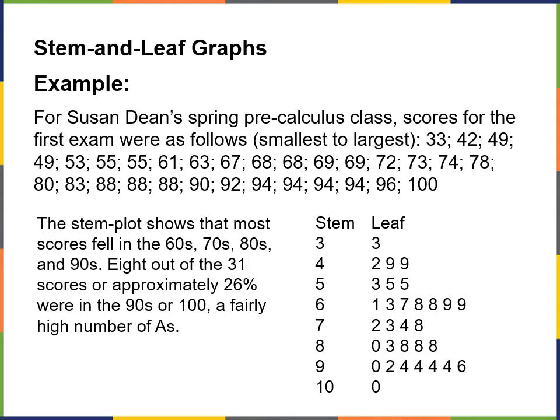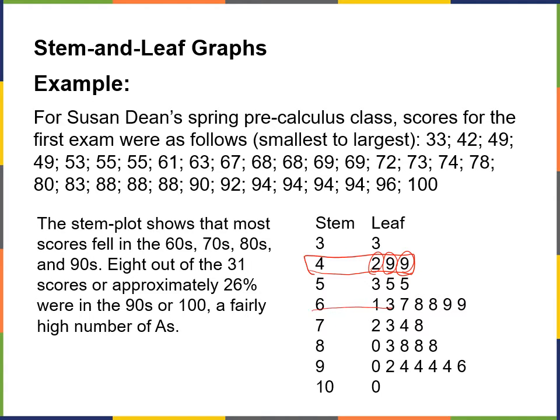So here's an example of Susan Dean's spring pre-calculus class. The scores on the first exam are as follows, and they're ranged from smallest to largest. So you see we have 33, so 3 is the stem, 3 is the leaf. Then we have a bunch of 40s, so 42, 49, and 49. So we're going to split that into 4 as the stem, and then 2 is the leaf, 9 is the leaf, and another 9 is the leaf. So this is actually 3 different data values right here. But it's representing the data values that are in the 40s, and then the 50s, the 60s, the 70s, etc.